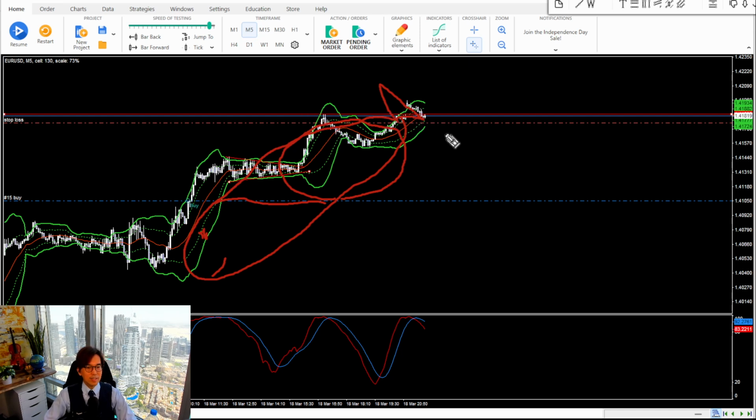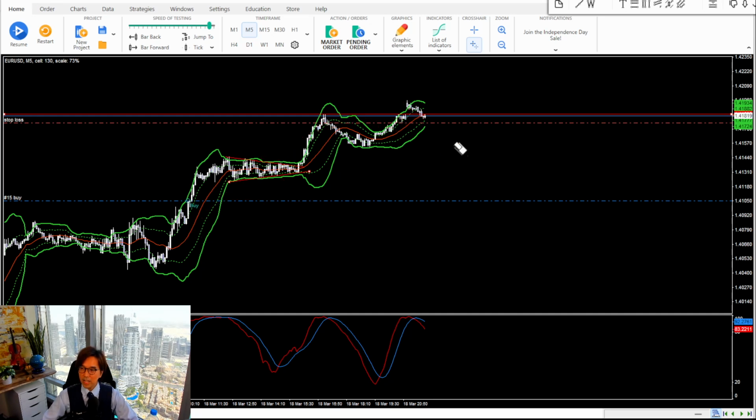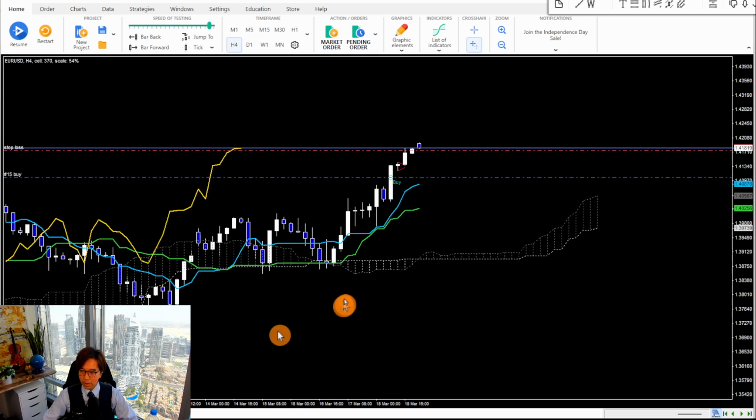So as it turns out, this was a good example. I was able to show some good example of how I trail the profits. But yeah, that's how I take profits usually. So 4 hour is still bullish, right? Kumo is up, Kijun-sen up.